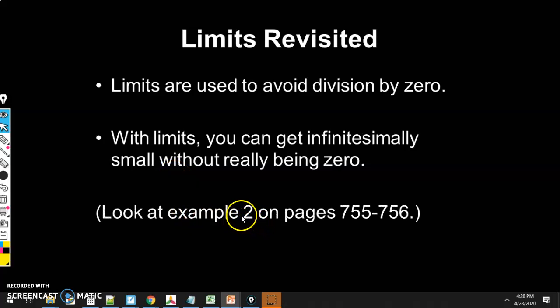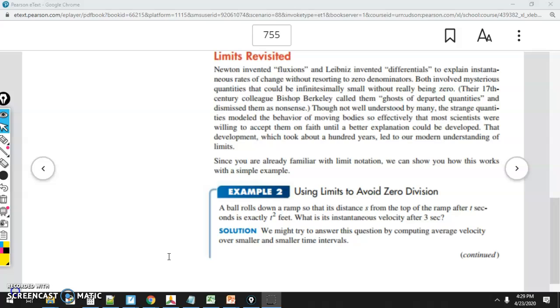And there is an example too on page 755 and 756, which I'm going to bring up right now. Here is this example too. A ball rolls down a ramp so that its distance s from the top of the ramp after t seconds is t squared feet. Okay. What is the instantaneous velocity after 3 seconds? So the cool thing about this is you're modeling distance with a quadratic equation.